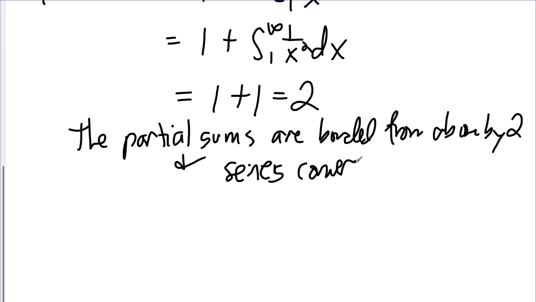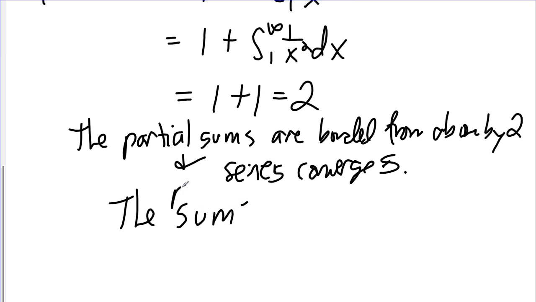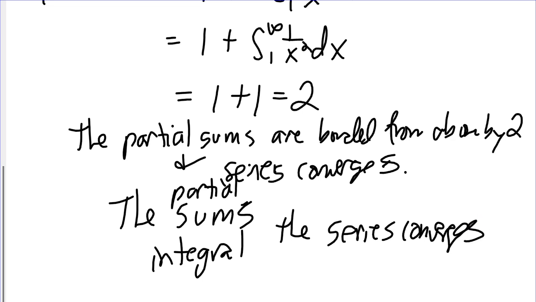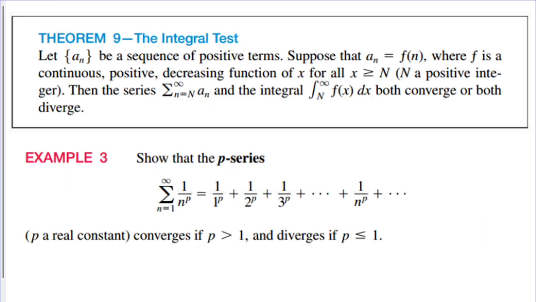But we have to be careful here. Sorry, backed up. Wrong theorem. So because the partial sums converge, or because the integral converges, then the series converges. That takes us to theorem 9, the integral test.